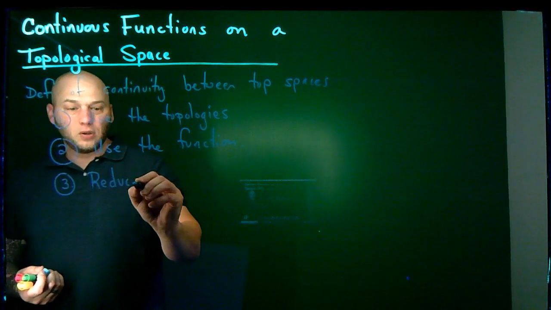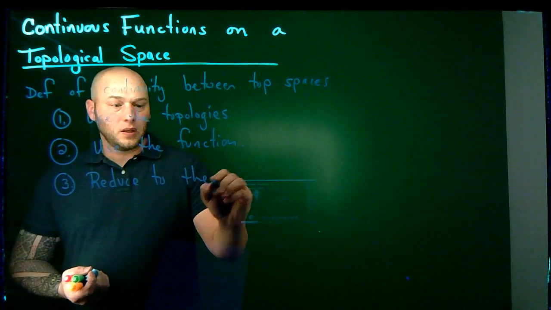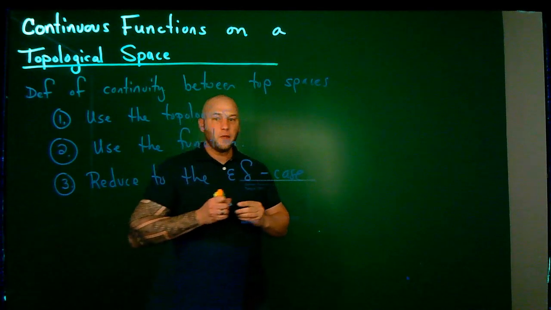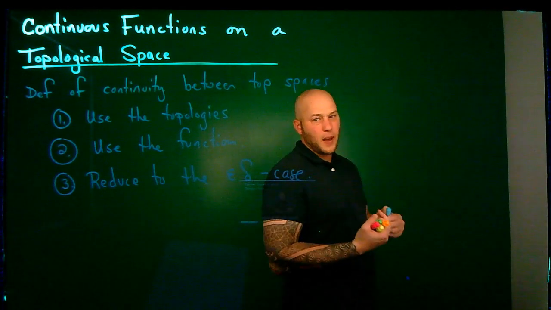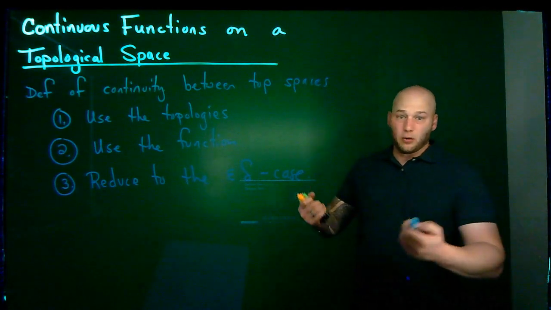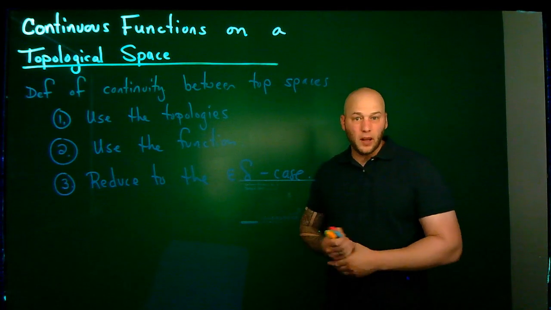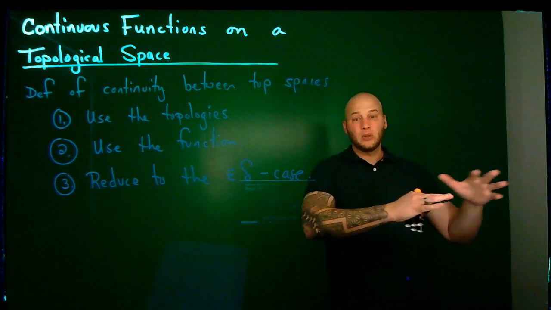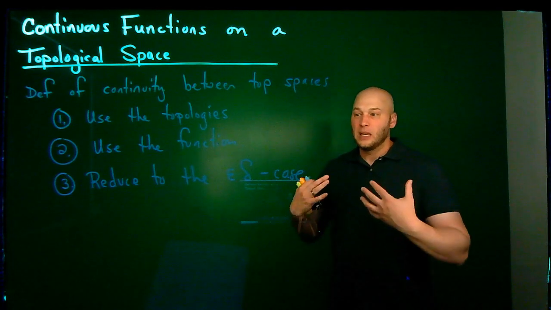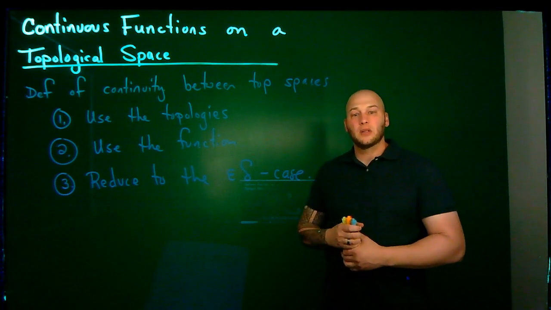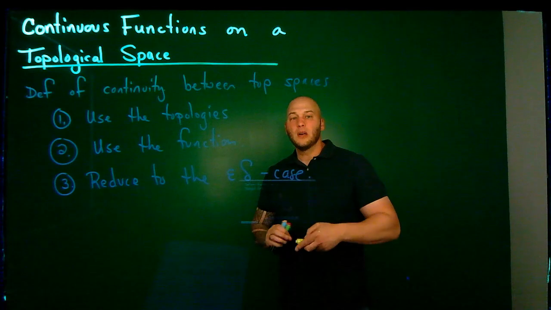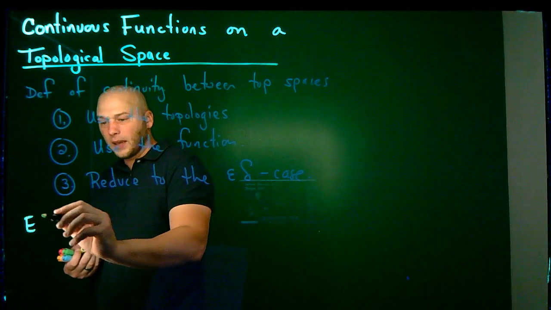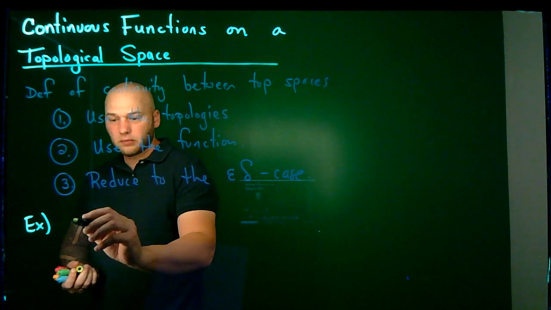I want it to reduce to the epsilon delta case. That means if my topological space happens to be, say, the real line with the usual topology, then I want this abstract definition to reduce down to that. So in other words, this is just generalizing the epsilon delta situation. Now let's take a look at a continuous function, again in sort of a pre-calculus calc sense.